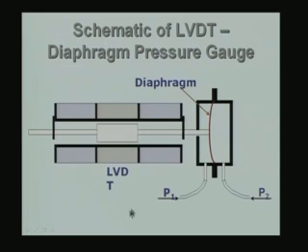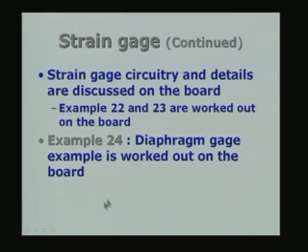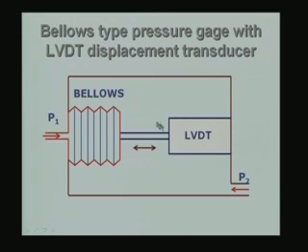Another way of doing it, let me just look at the Bellows type pressure gauge with a LVDT transducer. Here what I have done is I have shown the base Bellows element here. The pressure P 1 is applied to the inside of the bellows, and the pressure P 2 is applied to the outside of the bellows, and the shaft of the LVDT is connected to the bellows like this, and you can see what is going to happen.